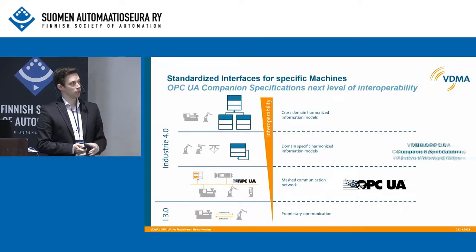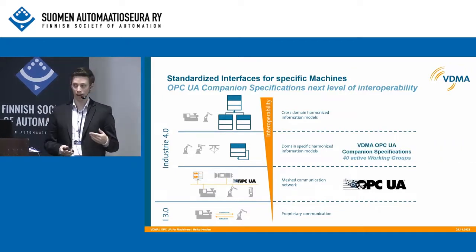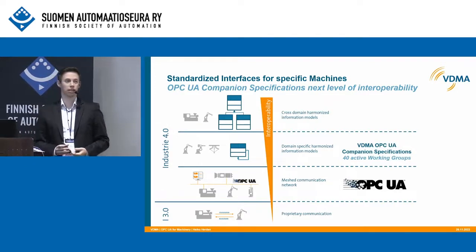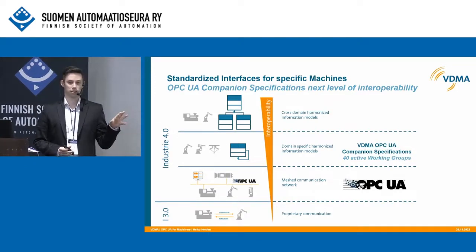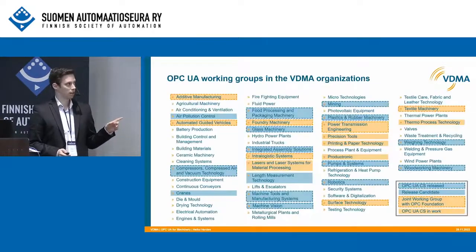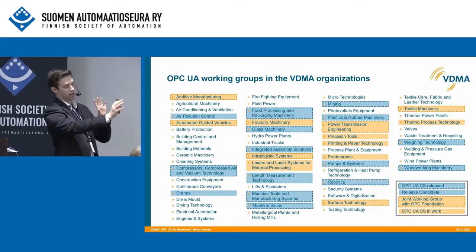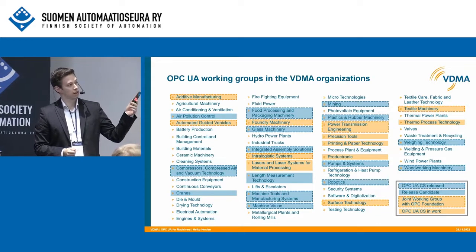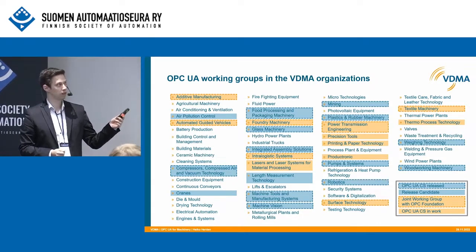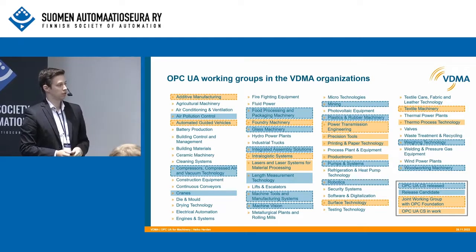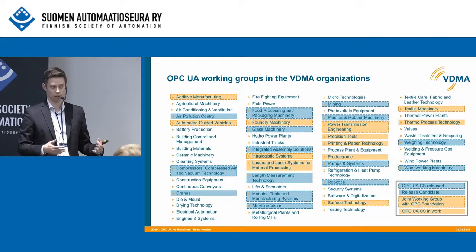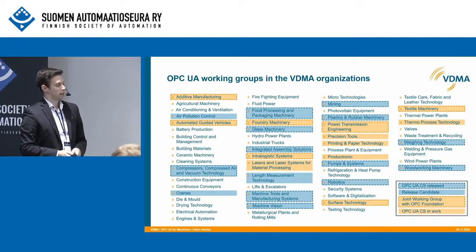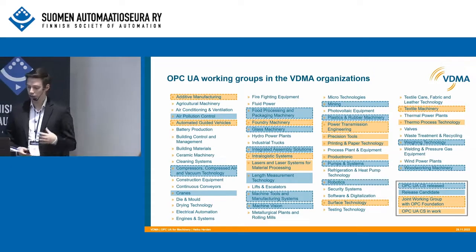What are those information models? These are the companion specifications that we heard about already. Alone in the machine building sector, we have 40 active groups at the moment. So let's take a look at these groups. So this is how the VDMA is clustered in different domains. And I colored the domains that have a companion specification released already in blue, and the ones still working on a companion specification, so a release is expected in maybe next year, in orange. And as you can see, we have a lot of different groups there.